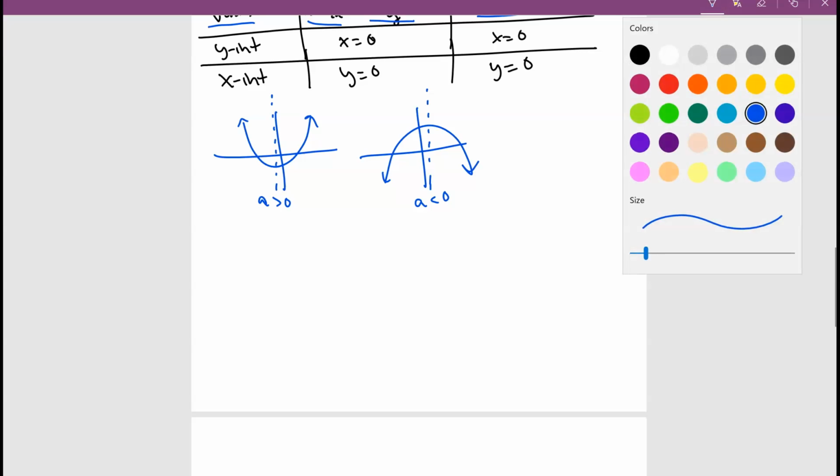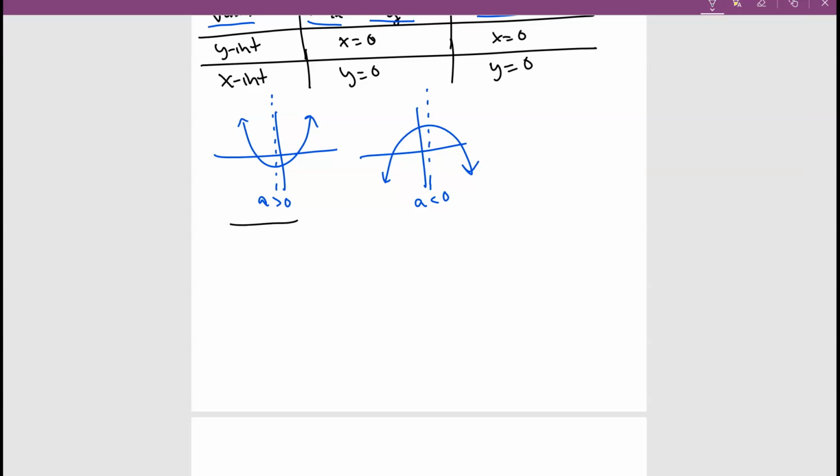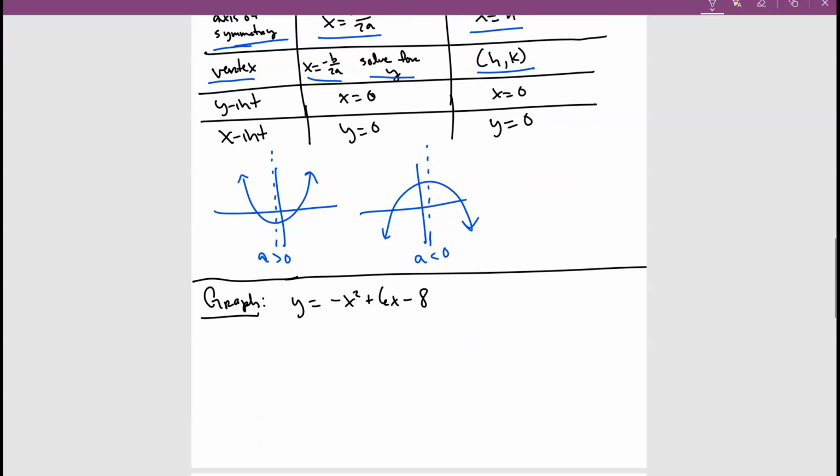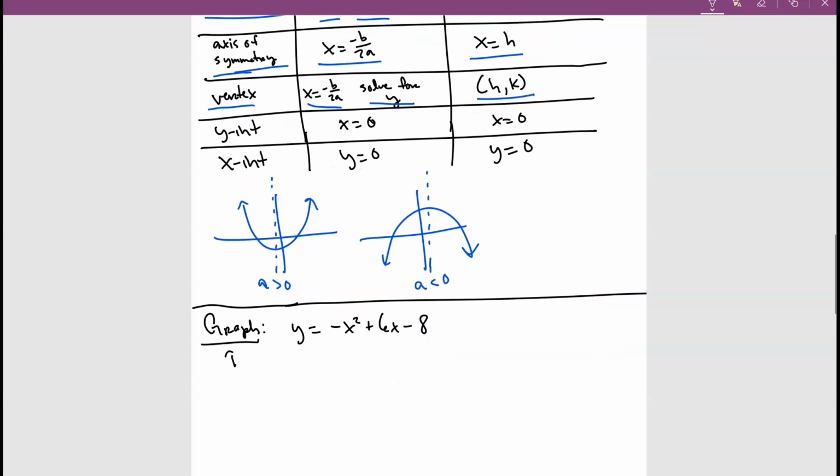So here's my first problem. We want to graph y equals negative x squared plus 6x minus 8. That is the first problem that I want to solve. The first thing that we do is find the orientation.